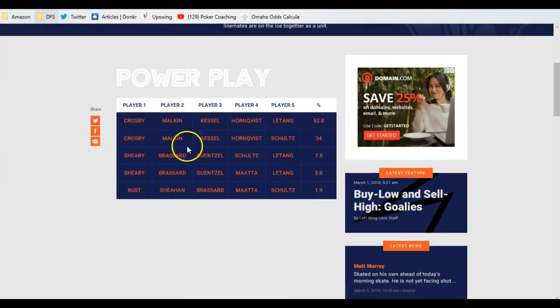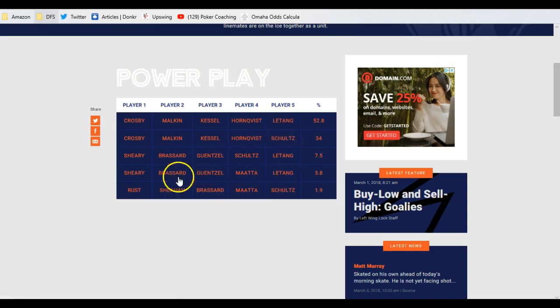And what you're going to see is player percentage. 52% of the time, there's your unit that's on the ice. The other 34% of the time, here's your unit that's on the ice. Look at this. Crosby, Malkin, Kessel, Hornquist. They're out there 80% of the time. All right? There is no power play 2 in Pittsburgh. It's power play 1 with a little bit of rotation there.